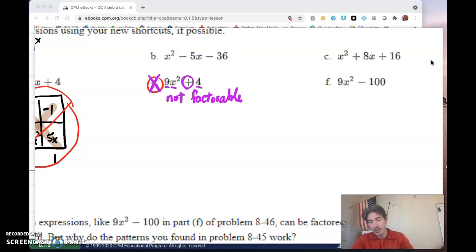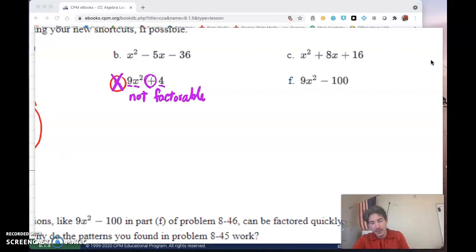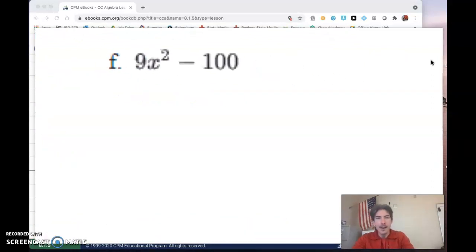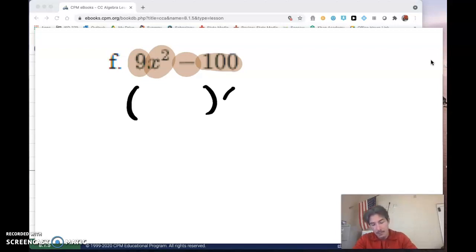All right? There's one other one we will look at, and that is factorable, and it's going to be over here. It's going to be letter F. And how to approach this one? Well, 9 is a perfect square, x squared is a perfect square. I do have a difference, and 100 is a perfect square. So this one is going to be factorable, right? And if you want to race me on this one, you definitely can. But let's go ahead and try to remember that pattern to save ourselves a little bit of time.